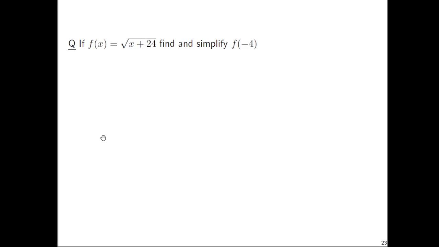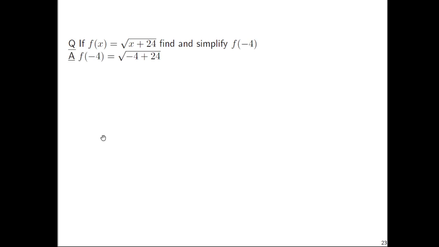Okay, let's review some concepts and bring things together. These questions may look a little strange at first, but they're just taking some things we've seen and pushing the envelope just a little bit. So let's look at this: if f of x equals root x plus 24, find and simplify f of negative 4.